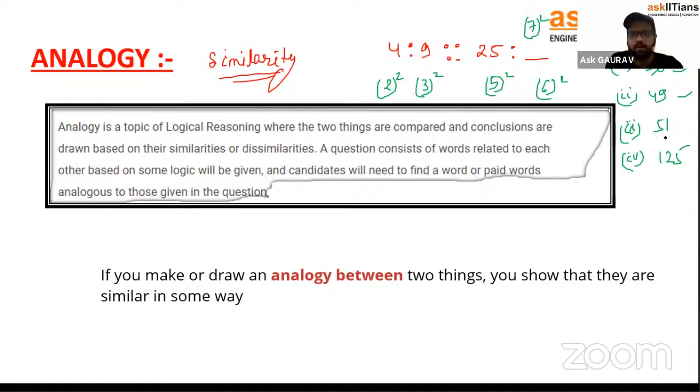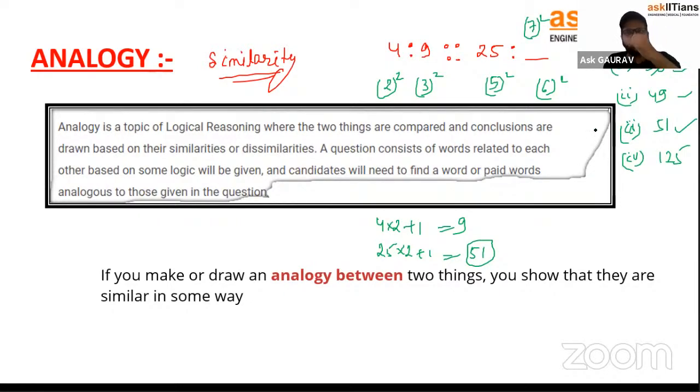Okay. Is there any pattern so that 51 can also be the right option? Is there any pattern, guys? See, one pattern can also be 4 into 2 plus 1. 4 multiplied by 2 plus 1 is 9. So 25 multiplied by 2 plus 1 is what? 25 into 2 is 50, 50 plus 1 is 51. So your 51 option can be there, right?